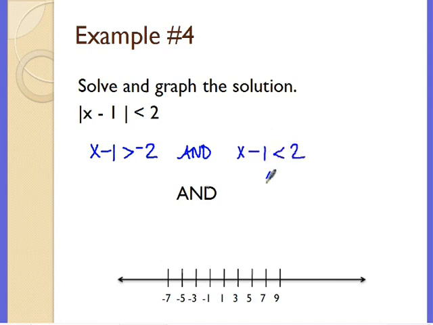Add 1 to both sides to solve it. And that gives me x is greater than negative 1, and x is less than 3. I can rewrite that as a single compound inequality. Okay, so x is greater than negative 1 and x is less than 3. Open dot on negative 1, arrow to the right. Open dot on positive 3, arrow to the left. So we're looking at the in-between of those.